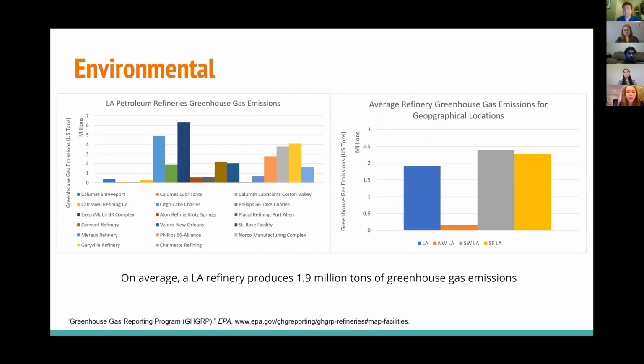And then assuming that our facility will be built in Louisiana, the amount of greenhouse gases that are emitted should fall within the ranges of the Louisiana petroleum refineries. The average Louisiana petroleum refinery or facility releases almost 2 million tons of greenhouse gases a year. So as long as we fall within this range, our plant should meet these regulations.